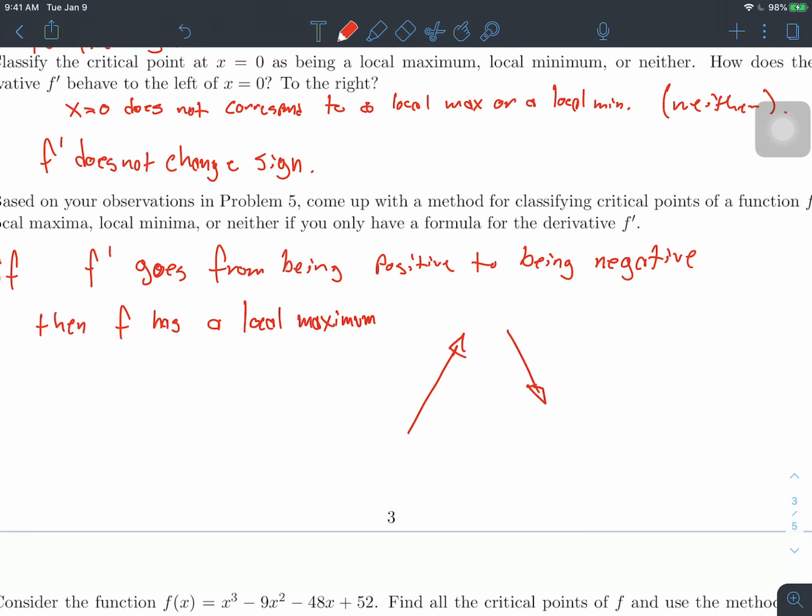Okay, it's always useful to draw these little arrows, okay? And remember, we're moving from left to right here. So when I say f prime goes from being positive to being negative, what I mean is to the left, the derivative's positive, and to the right, the derivative's negative. I recommend drawing these arrows like this to help you remember.